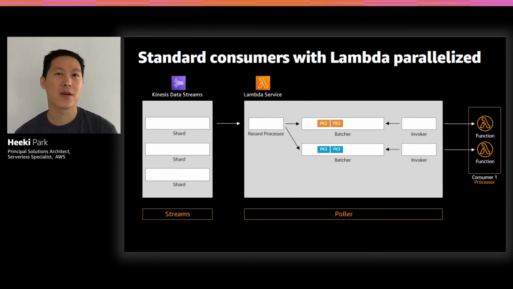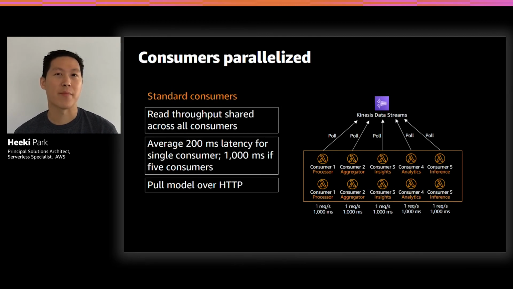But wait, you may think, what about maintaining order at the shard level? Don't we have a potential risk of records being processed out of order? And here's where the record processor will route messages to the batcher based on partition keys. This ensures that per partition key record order is maintained. If we zoom out and go back to our previous diagram, with the standard consumer and parallelization enabled, we still have the same requests per second per shard limits, and thus the same polling latency, but what we've done is increased processing power per shard.